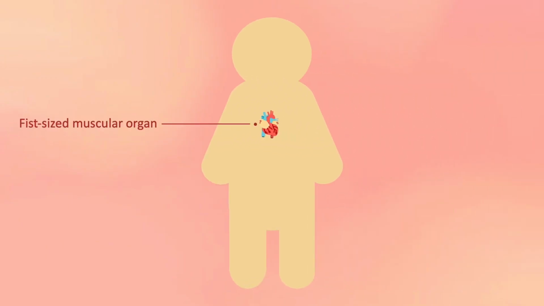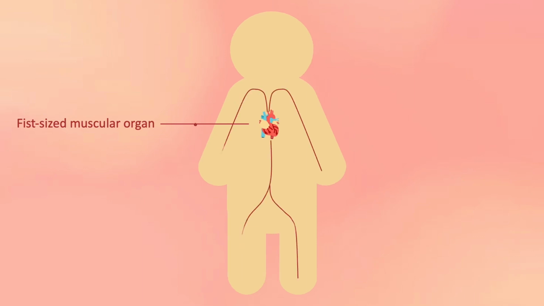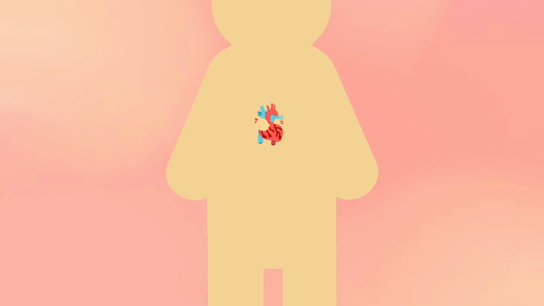Location and orientation of the heart. The heart is a fist-sized muscular organ vital for life and responsible for pumping blood throughout the body. As the main organ of the cardiovascular system, it ensures continuous circulation to sustain bodily functions.